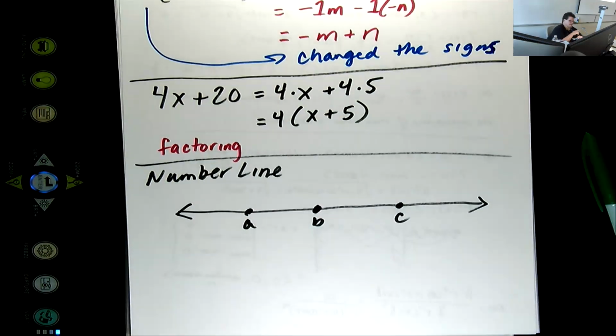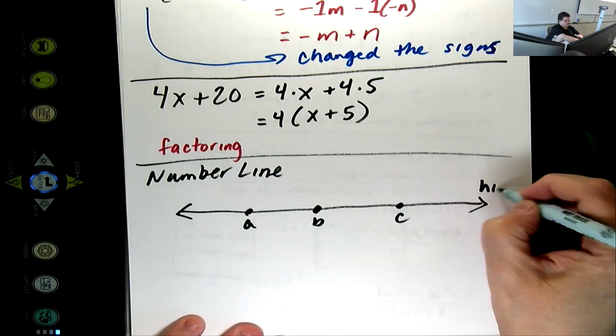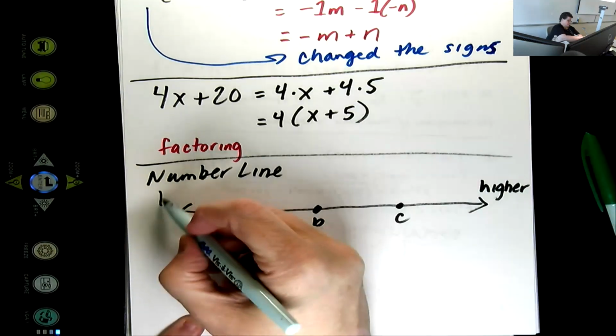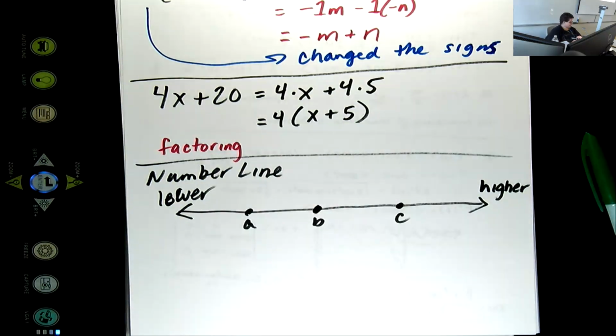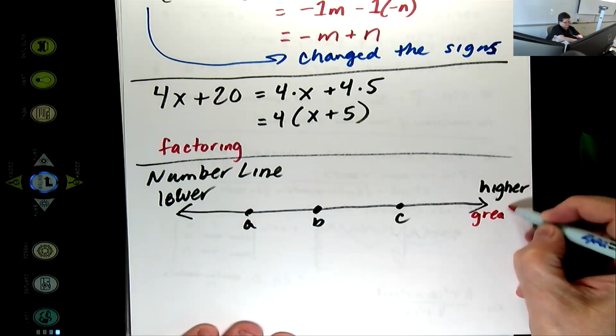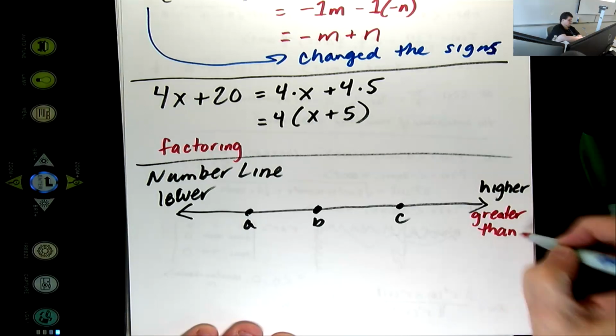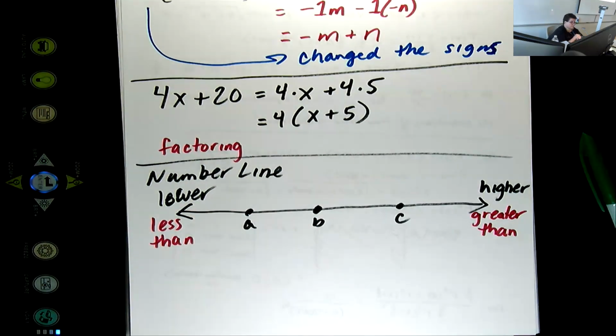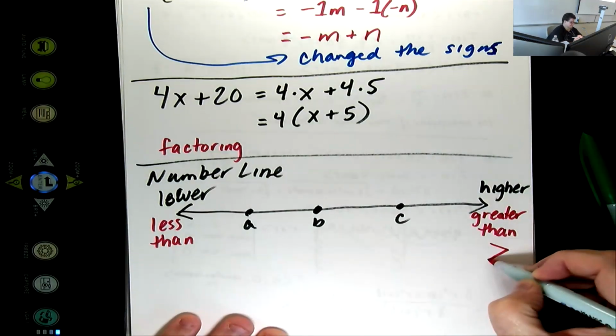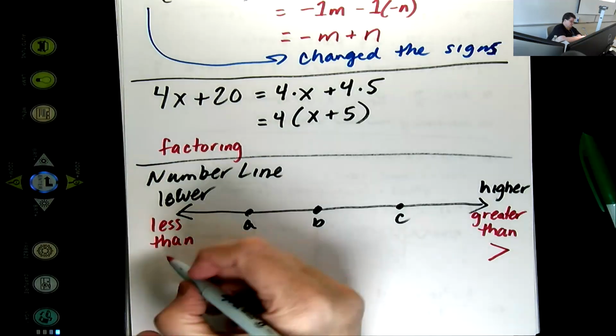We can have a number line. Numbers to the right are higher than the numbers on the left. Numbers on the left are lower. The way we say that in mathematics is greater than and less than. And we have a symbol for that because that's a lot of words. The greater than uses this symbol, and less than uses this symbol.